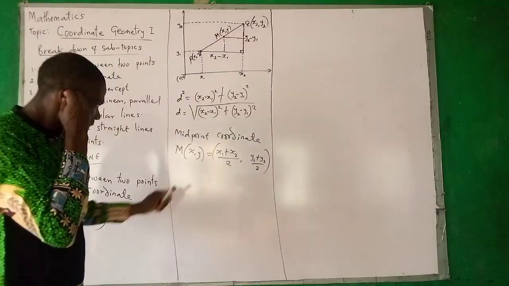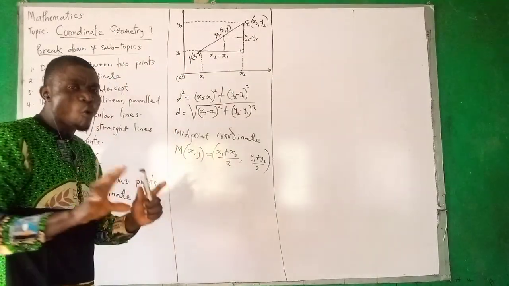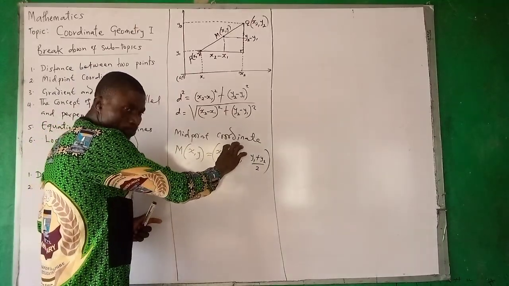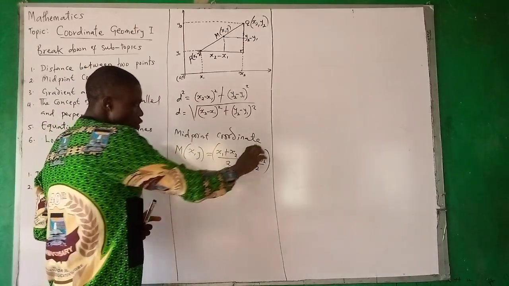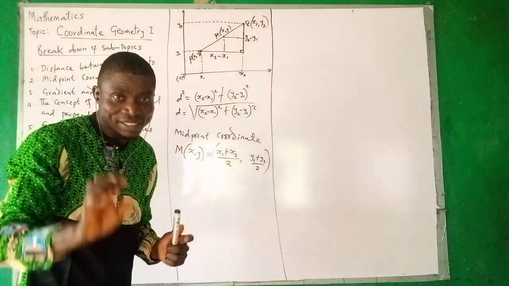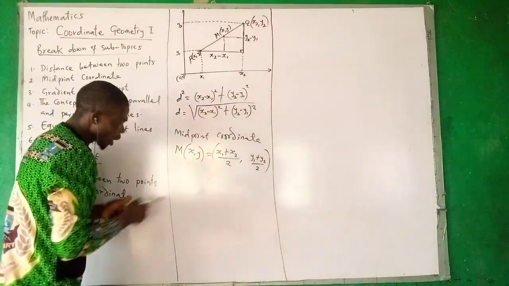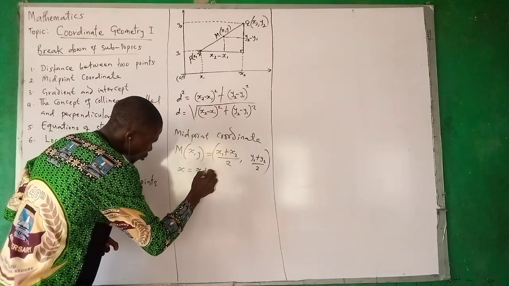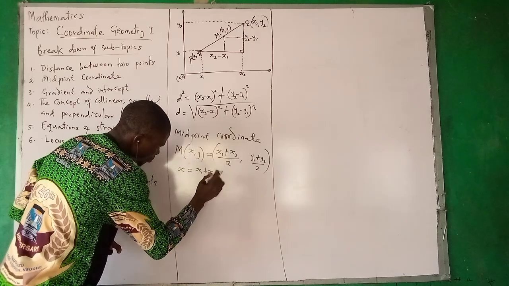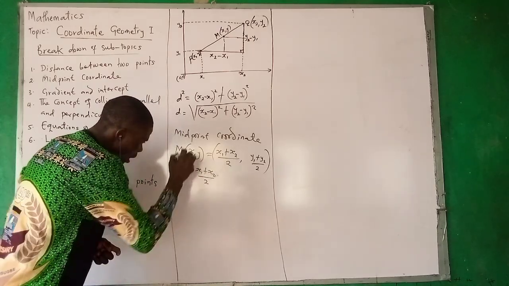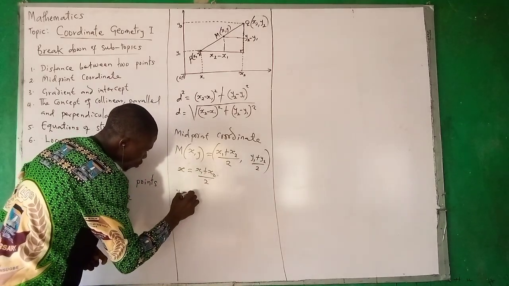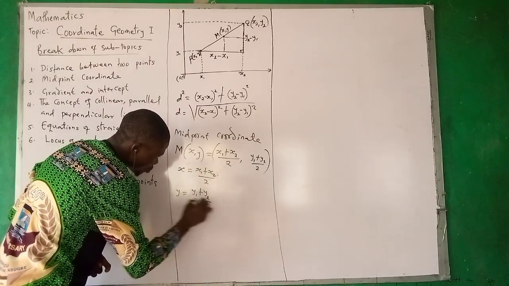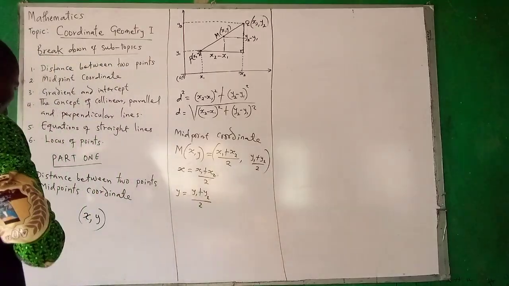Now, if you are to equate the variable, equate x to this one and equate y to this one, because there are questions that demand that knowledge. So I have to know it, which means that my x is always equal to what? x1 plus x2 over 2, right? And my y is always equal to y1 plus y2 over 2.